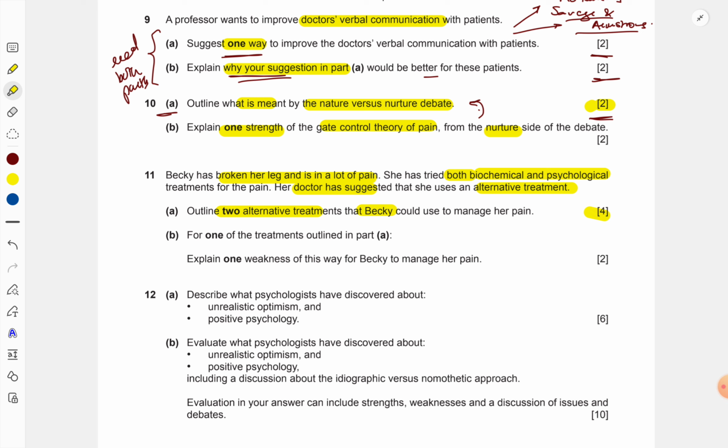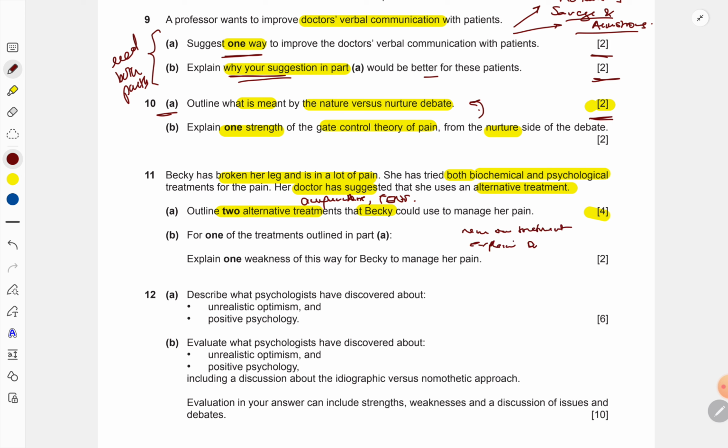Now, 2 alternative treatments which we have learnt in the syllabus: one is acupuncture, the other is TNS. So definitely we could use those provided we relate them to Becky's scenario. How we can structure the answer is, it's a 4 marker. Actually you can think of it as a 2 marker times 2. So what you can do is name one treatment, then explain it with context to Becky.